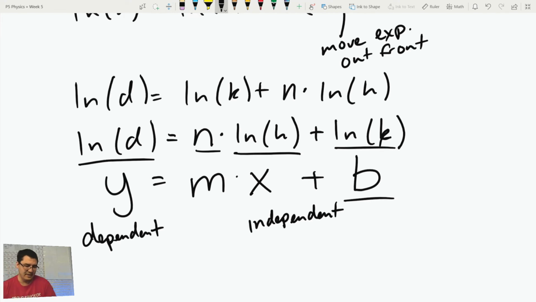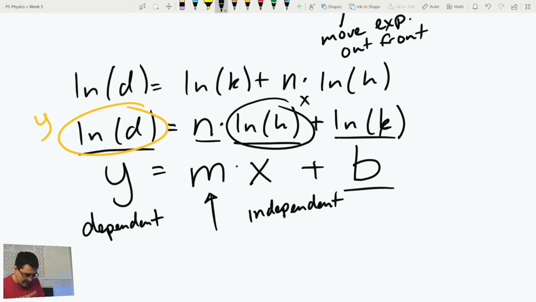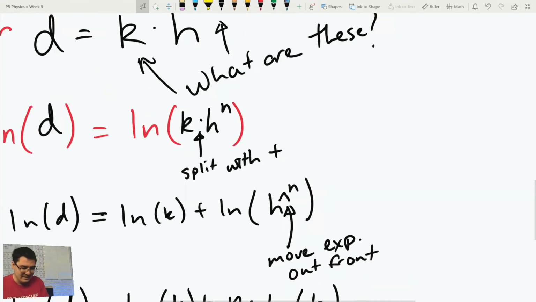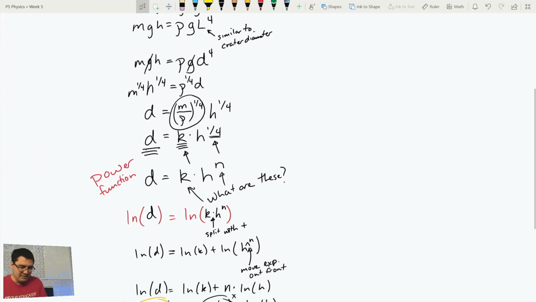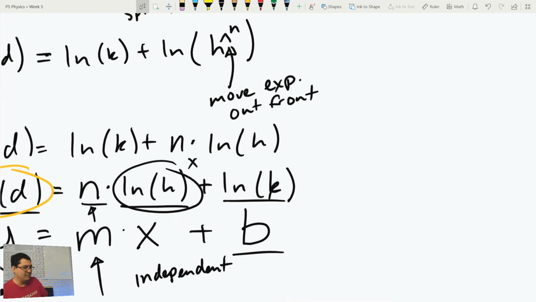So if you graph this as your y variable, and you graph this as your x variable, you should get a perfectly straight line, hopefully, and the slope is equivalent to that n. And that n, remember, is the exponent in our power law. It is what we're looking for. And the natural log of k ends up being our b value.